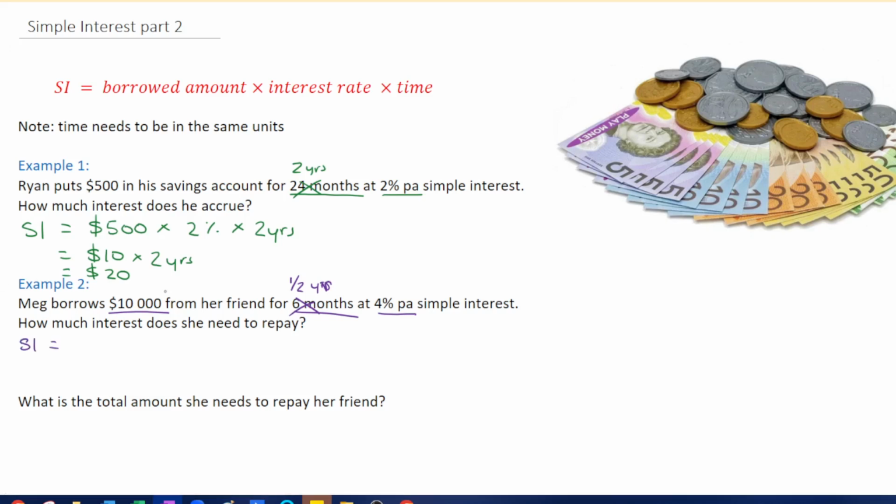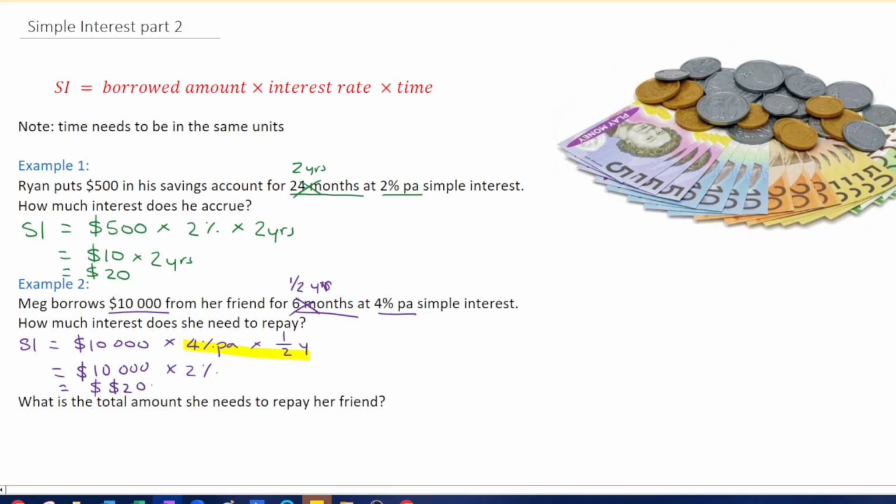So simple interest equals the borrowed amount of $10,000 times the interest rate, which is 4% per annum, times the time, which is half a year. So the first thing I'm going to do is 4% times half equals 2%. So what I'm really doing is finding 2% of 10,000. So 2% of 10,000 is $200. So she needs to repay $200.